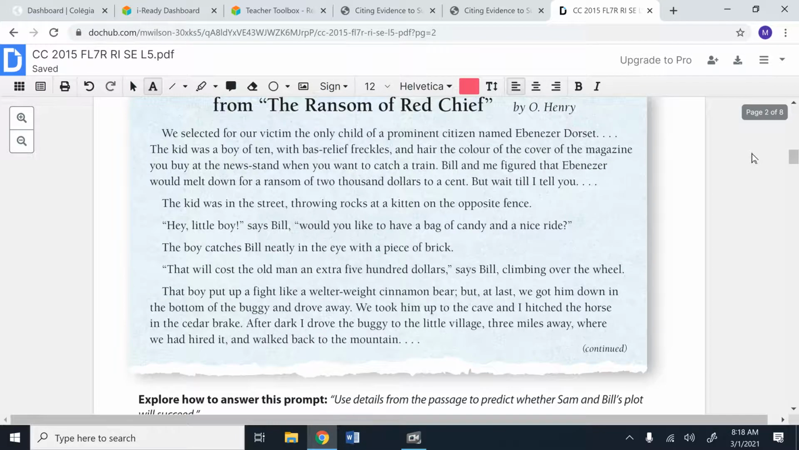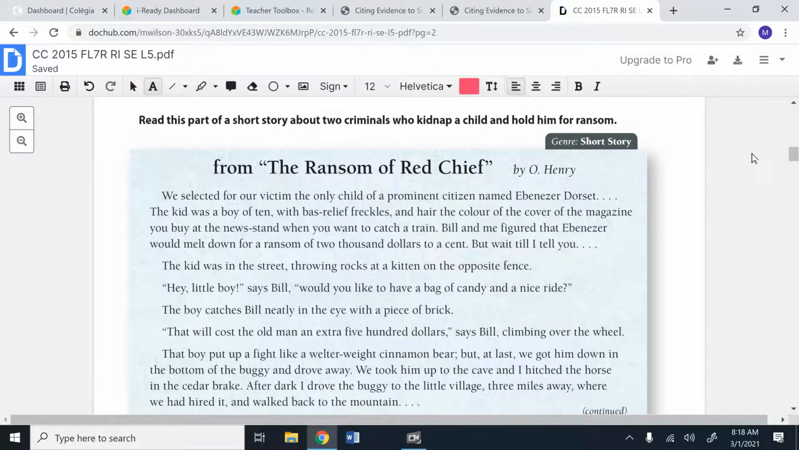So let's go up here first and look at the text one more time. Now, it's too early to be certain whether Sam and Bill's plot will succeed, but I can make a prediction about their chances. Remember, a prediction is a type of educated guess. In other words, a prediction is based on both my prior knowledge and specific evidence. This means that a prediction is a type of inference, and just like an inference, I need evidence to support a prediction.